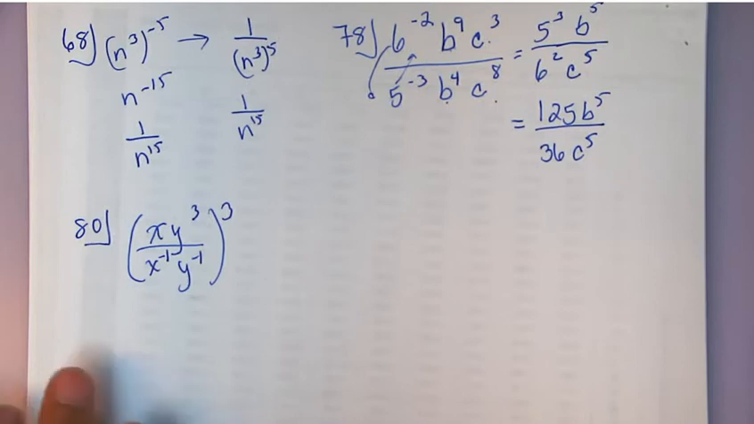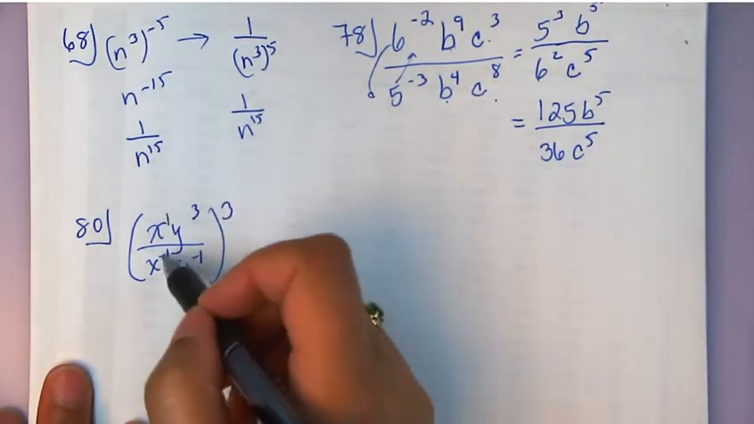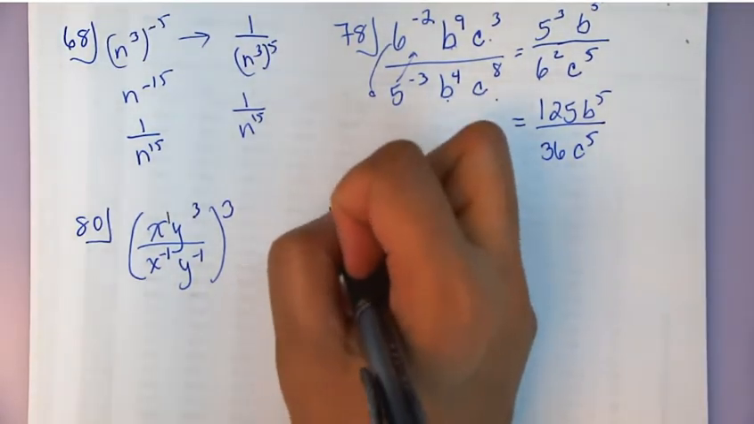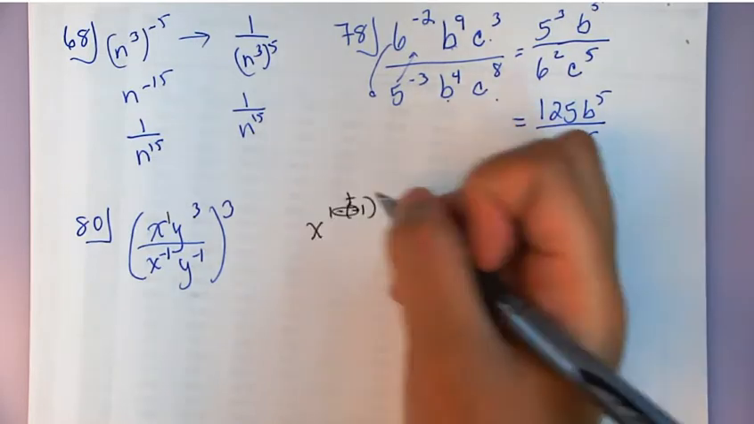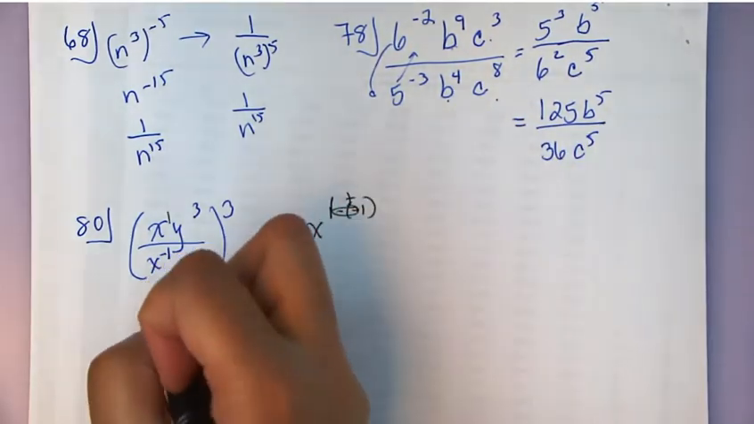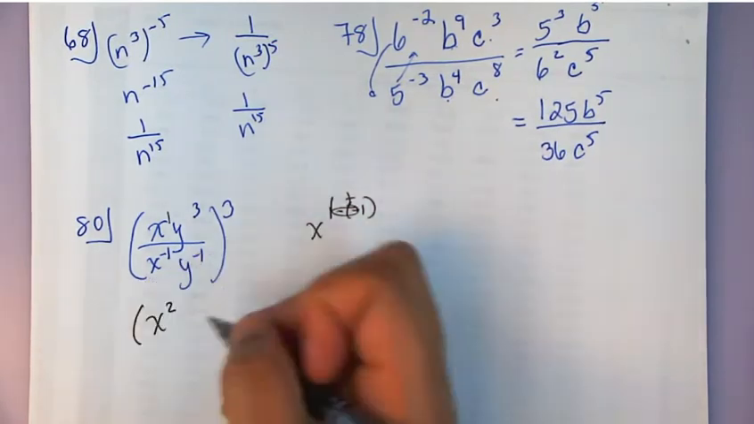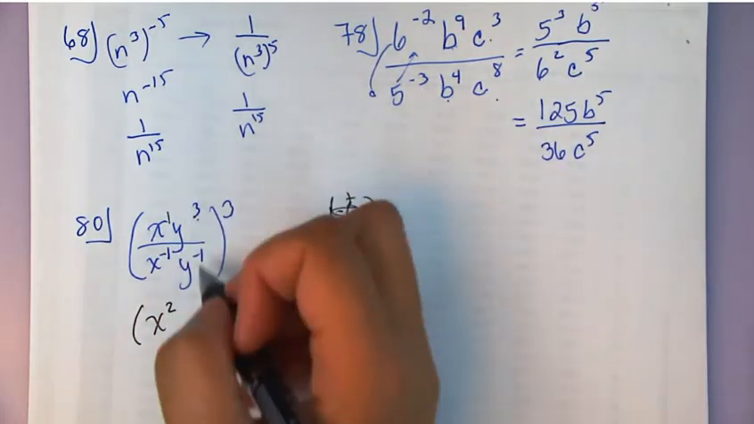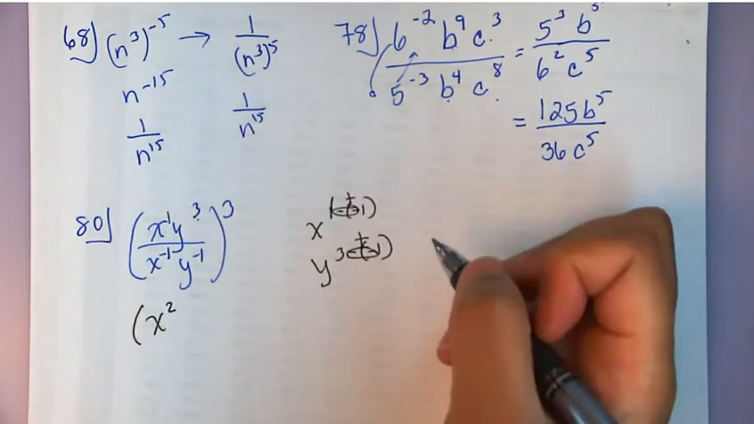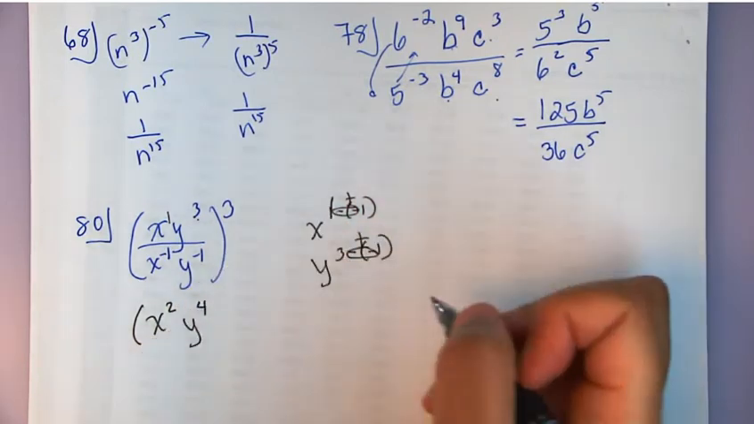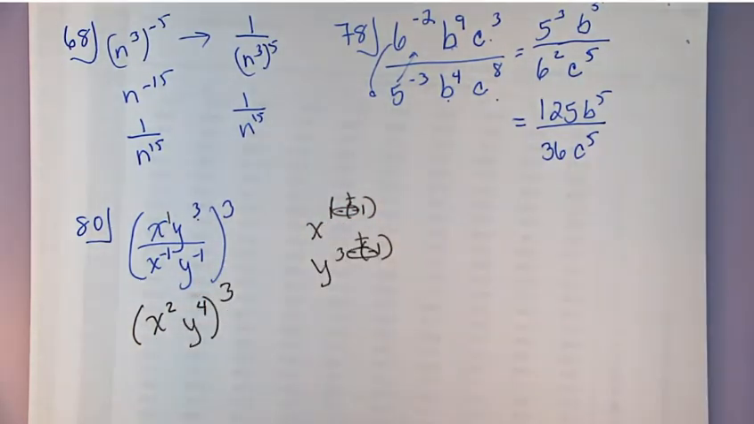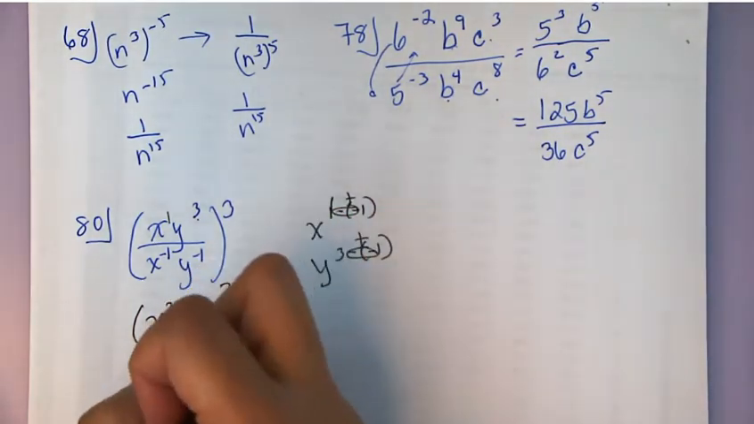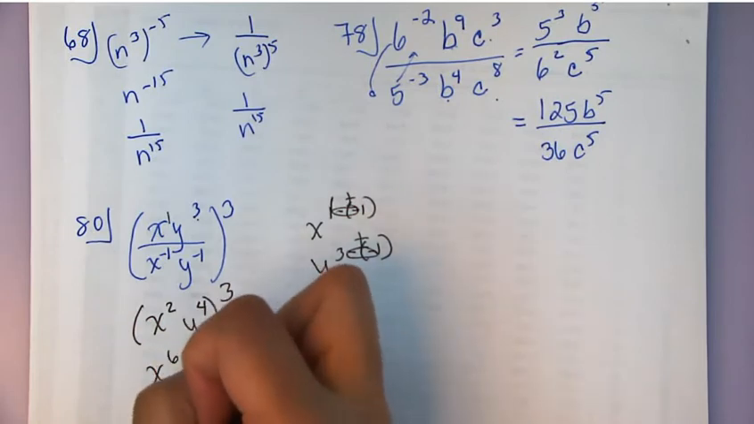So let's simplify the inside. I've got x to the 1 over x to the negative 1. If I do x to the 1 minus a negative 1, that becomes a positive, so be careful with that. I end up with x squared. Then y to the 3 minus a negative 1. We're using our quotient rule that tells us we can subtract our exponents, and that becomes a plus. So I end up with y to the 4th, all to the 3rd power. Now I'm going to power each one using my power of a product rule. That becomes x to the 6th, y to the 12th, and we're done.